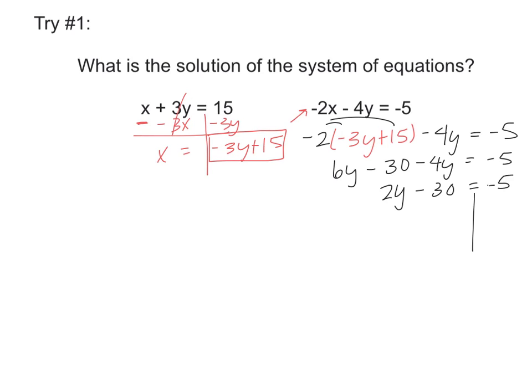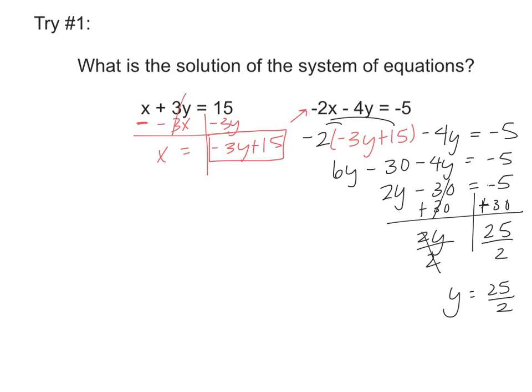Again, I'm solving for y, so I need to add 30 by moving it over. So I would have 2y equal to, oops, sorry, that's positive. So that would be equal to 25, and oh, looks like we'll still have a fraction anyway. So y will equal 25 over 2.